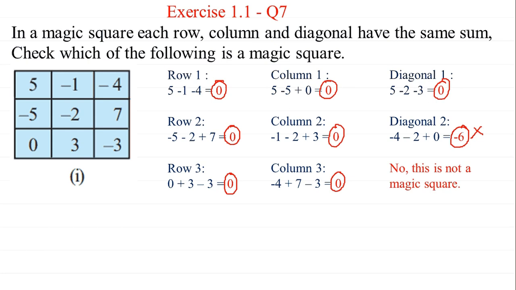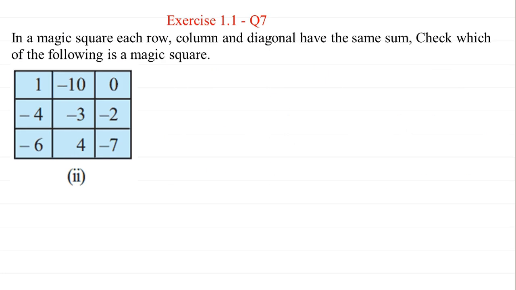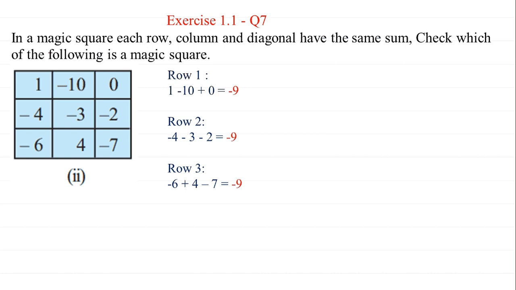Let's try one more, the second part of question 7. Again we'll use the same method. We'll start with row 1. Row 1 contains the numbers 1, minus 10 and 0. 1 minus 10 is minus 9. Now the second row: minus 4, minus 3 and minus 2. Minus 4 and minus 3 is minus 7. Minus 7 and minus 2 is minus 9. Row 3: minus 6, 4 and minus 7. Minus 6 plus 4 is minus 2. Minus 2 and minus 7 is minus 9.